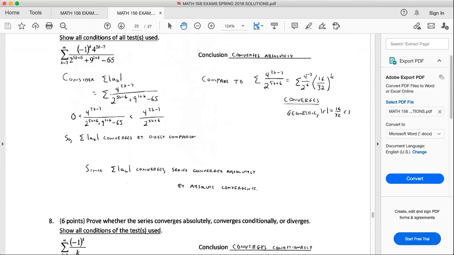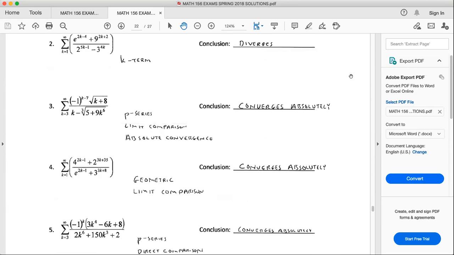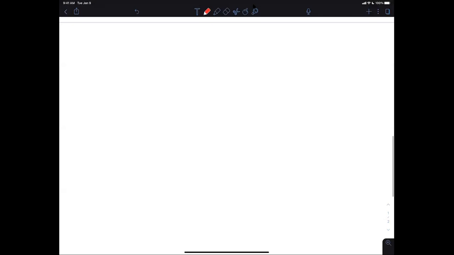Okay, so let's do a few like this, not like this, like the ones up here where you're only listing the test. I'm going to put 3 or 4, maybe 6 on the screen. And then once we're done with these, we're actually going to be done for today. So let's do this. Resume share. There we go. All right, so on these problems, just give the conclusion, like converges absolutely, converges conditionally, or diverges, and list the tests.